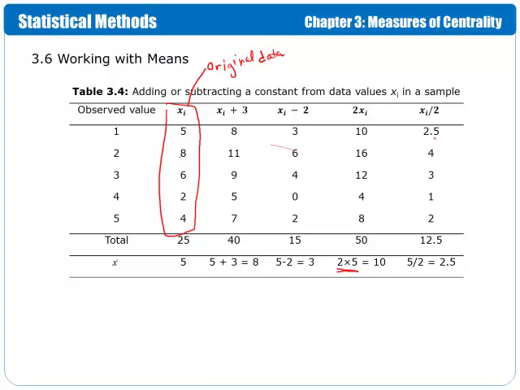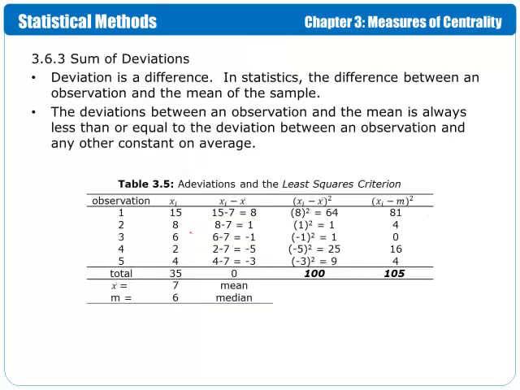If we divide each observation by a constant 2, that is the same as if we had divided the original sample mean by 2 as well. So looking at this table, you should see what effect adding, subtracting, multiplying, or dividing a constant has on the mean. Now let's look at sums of deviations.